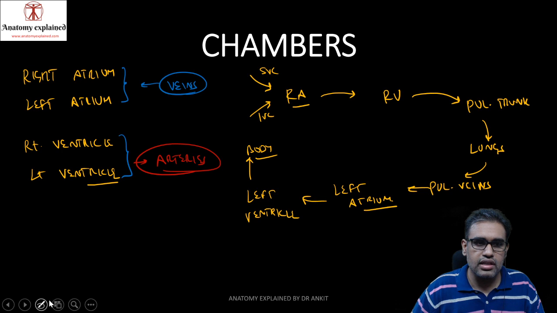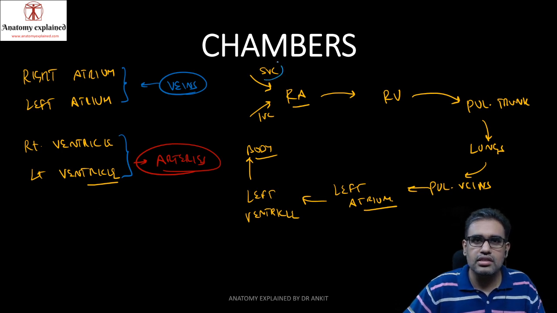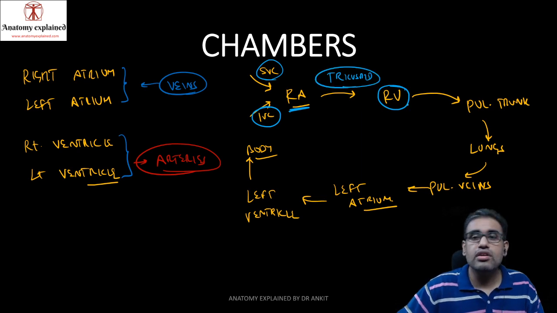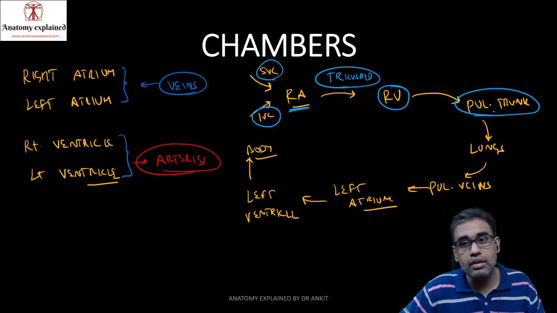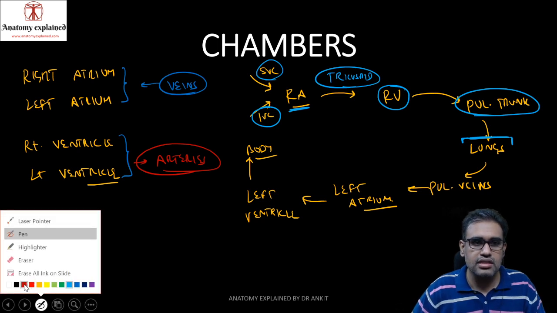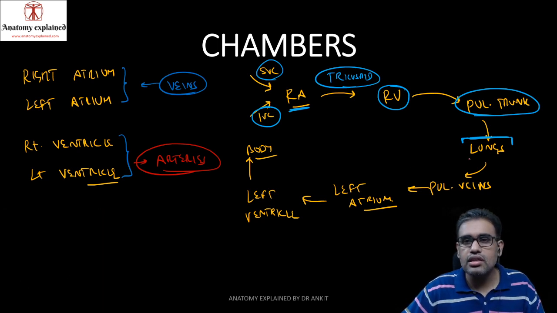Let us see over here that this is the SVC and IVC carrying the deoxygenated blood into the right atrium. From the right atrium it goes into the right ventricle through the tricuspid valve. From the right ventricle the pulmonary trunk carries the deoxygenated blood into the lungs, where there is an exchange of gases. What comes out of the lungs is the oxygenated blood, shown in red color, which goes via the pulmonary veins into the left atrium.